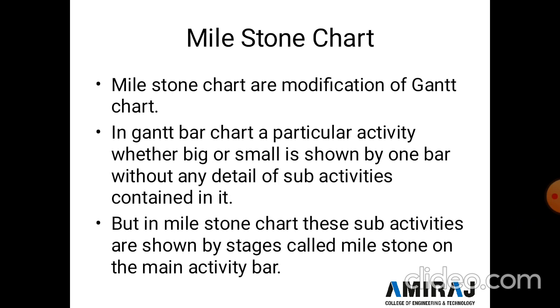But in a milestone chart, these sub-activities are shown in stages called milestones on the main activity bar, so that effective control over the progress of the activity can be obtained, as well as the relation between the sub-activities or events.